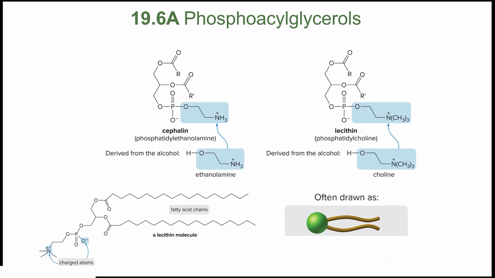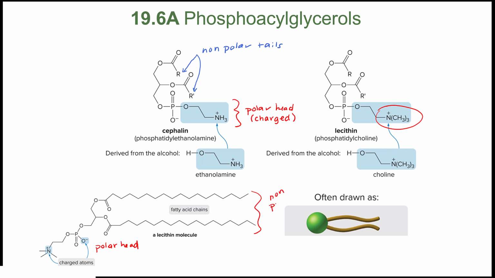So just like in triacylglycerols, the 2 fatty side chains are nonpolar tails. The phosphoester end is charged, so that's kind of the polar head because it is charged. So we have a cephalin there because of that, the CH2CH2NH3, and that is derived from ethanolamine. And then the lecithin, like we mentioned, has this ammonium salt over here, and that comes from that choline alcohol. So our charged atoms are down here on the end. This is our polar head, and then we have 2 nonpolar tails. So these are often drawn as having one head there that's polar with the two tails.